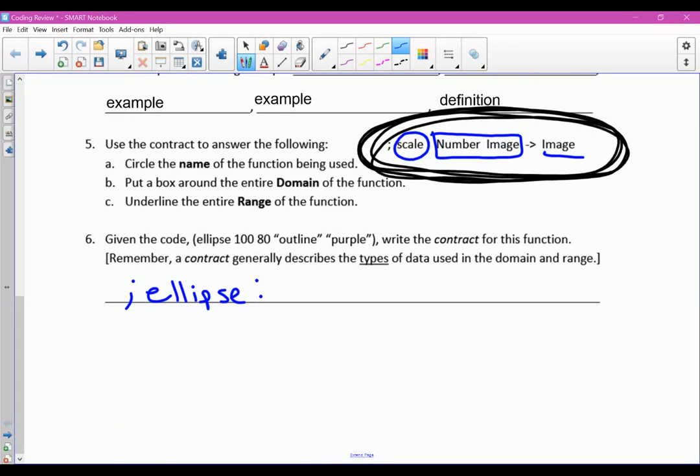After the name, we put a colon. Now, everything inside of this code here, this is the domain. So we need to figure out what type of data these things are. 180 should hopefully be easy to you. Those are numbers. So this is 2 numbers. So number, number. And then outline and purple are both statements that are in quotations. And anything that's in a quotation is a string. So this has 2 strings.